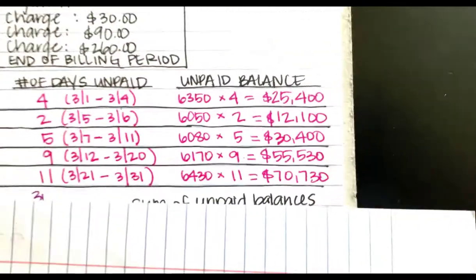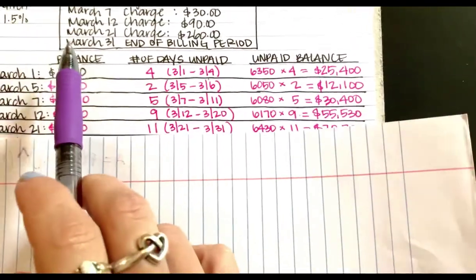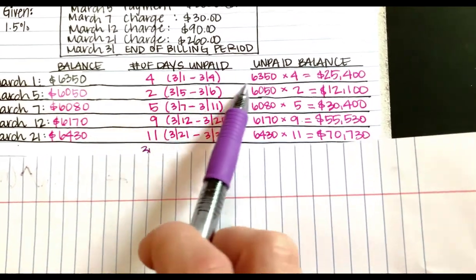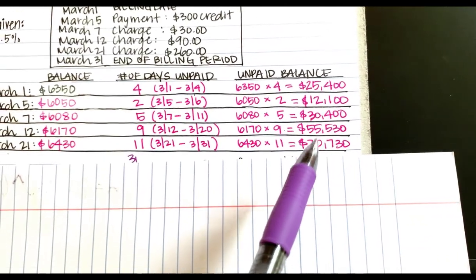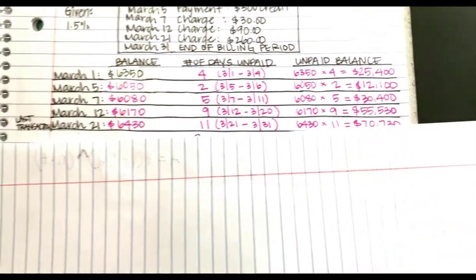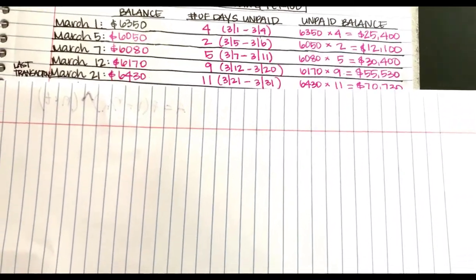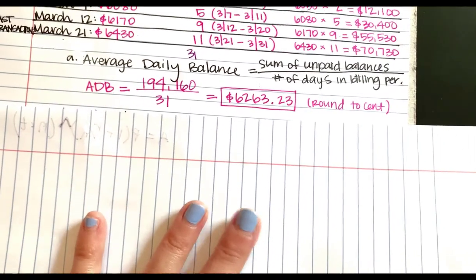And then our last column is our unpaid balance. All you're doing here is you're taking the amount from the first column and you're multiplying it by the number of days, and this is now our unpaid balance column. Okay, so this is just the work that we have to do before we get started. We can now move on to our problems.